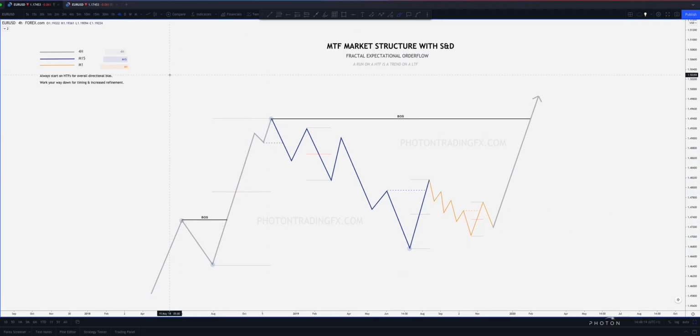Well, as I'm sure you've already guessed, we're going to use supply and demand. So I've got these up here, which I'm going to drag and drop over. In this case, we're looking at a 4-hour bullish trend, with this big thick line.